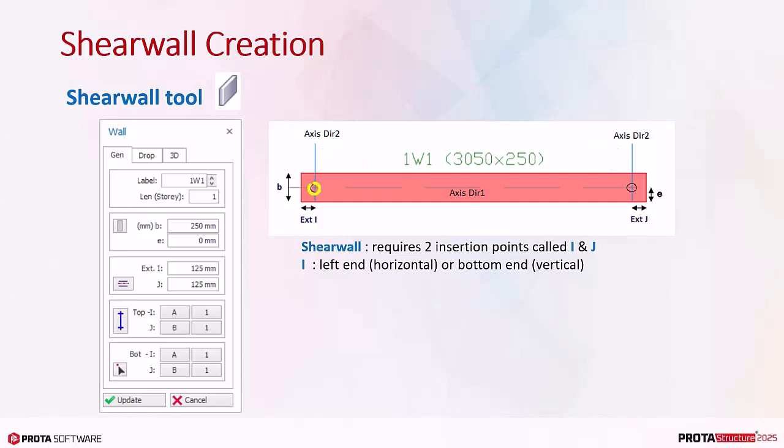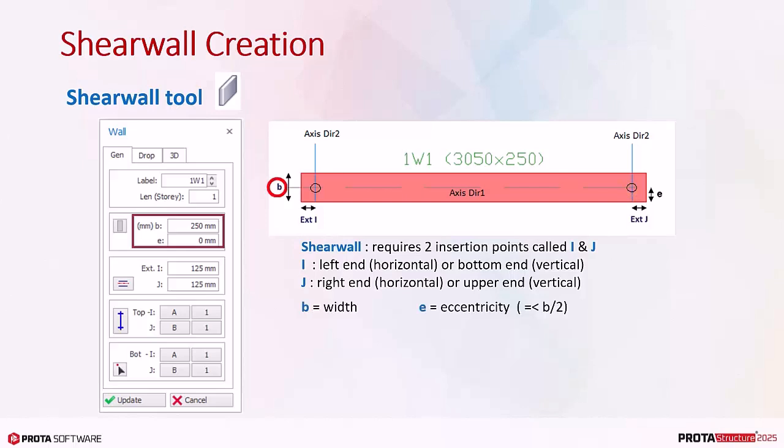The I end is the left end of the horizontal wall, or bottom end of a vertical wall. J is the right end of a horizontal wall, or upper end of a vertical wall. B is the width of the wall. E is the eccentricity, measured from the center of the wall to the longitudinal axis. The E value must be equal to or less than half the width of the wall. This means that the longitudinal axis must be located at the edge or within the wall width.